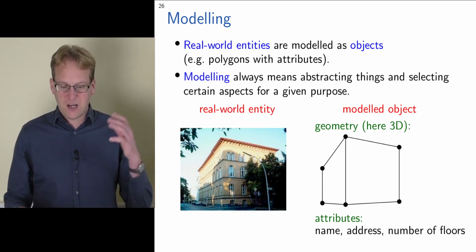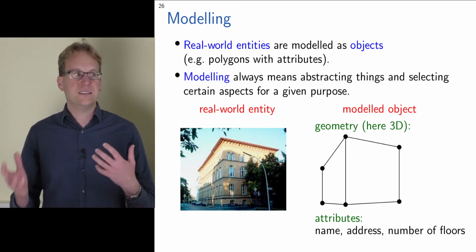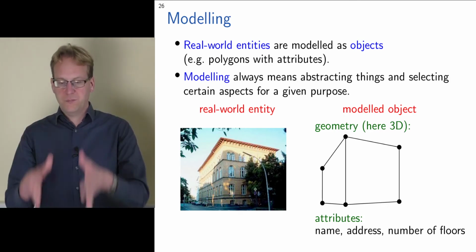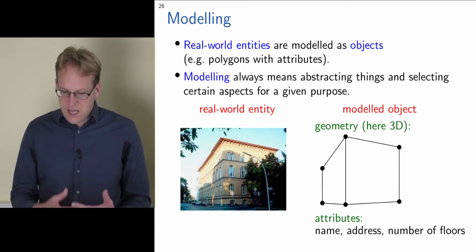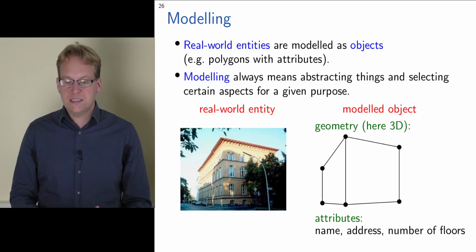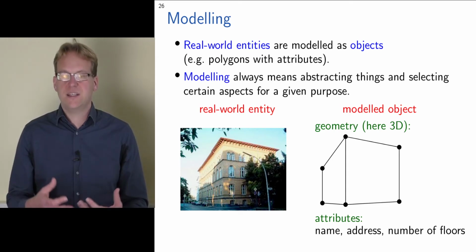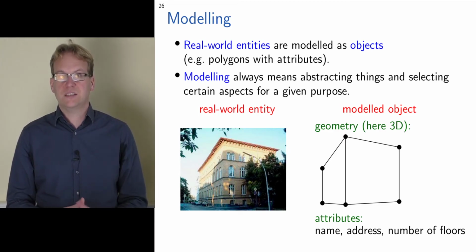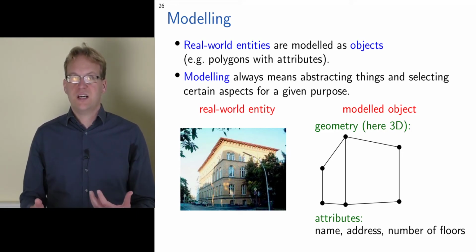It's never the task to go out and say, okay, I want the reality as detailed as possible with all aspects and properties. I want to put this into the computer. That is usually not the task, but it's always the task to abstract the reality using a model that reflects certain aspects of the reality for a given purpose, for some application. For example, for navigation or for urban planning or something like that. So it's always a specific purpose that we need, otherwise it doesn't make sense to start modeling.